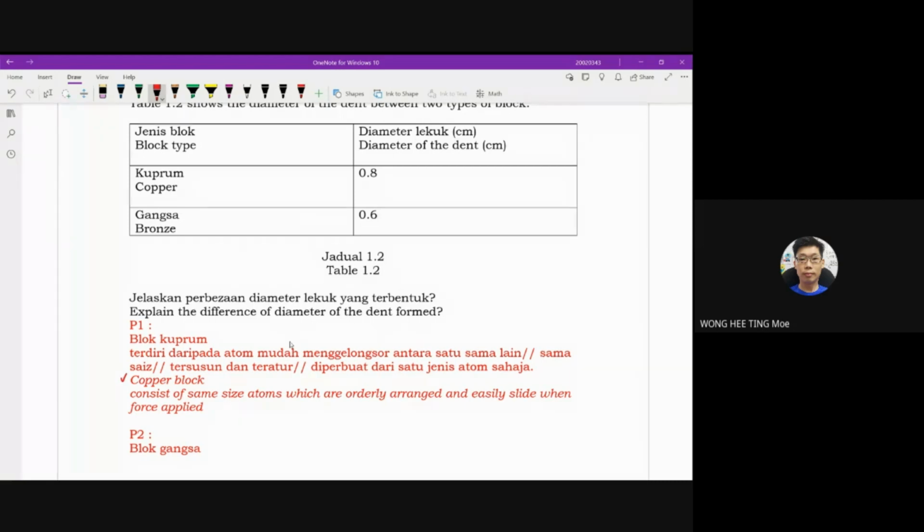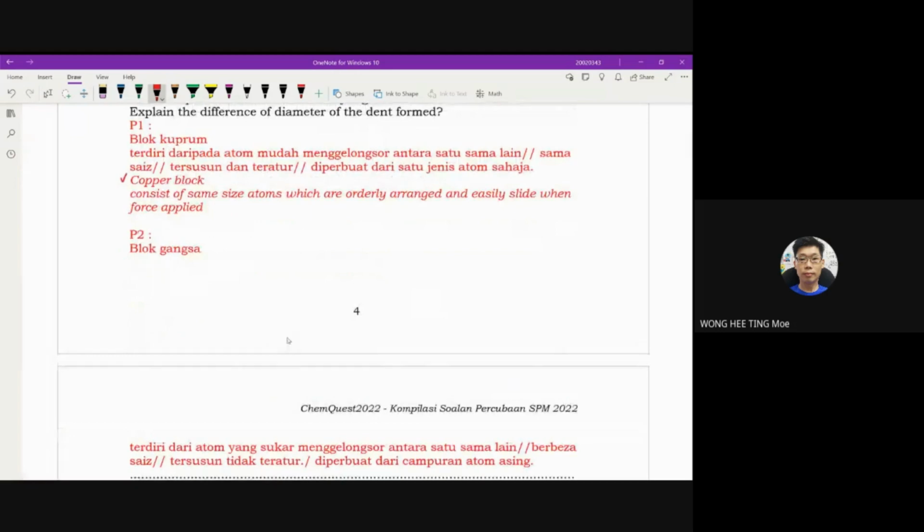Then for the bronze block, it consists of what? Atoms of different sizes. Let's see. And then it is not arranged orderly. And then it is difficult to slide when the force is applied.